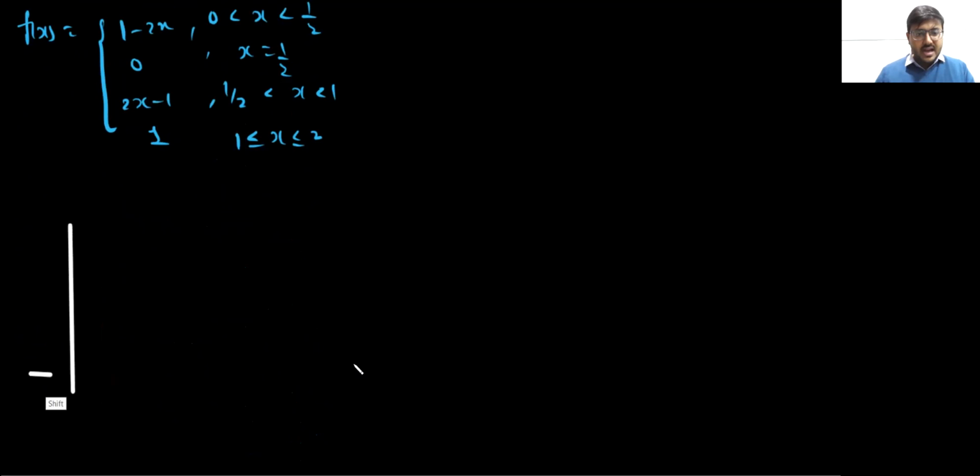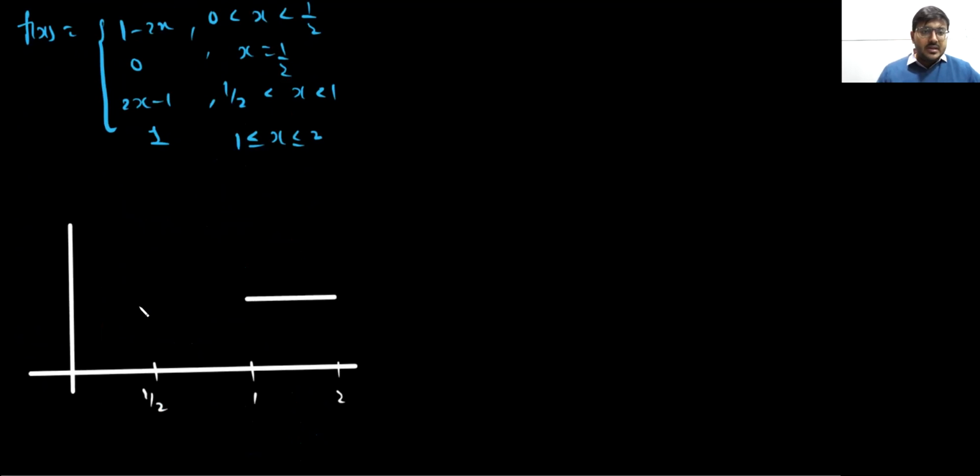Let me plot the graph. So let's say here there is a point 1 by 2. Here there is 1, and here there is 0.2. Now from 1 to 2, I know that my graph is equal to 1. Then in between 0 to half, at x equals 0, my function has answer 1, and at half, it has answer 0. So it will be something like this. Then half to 1, at 1, this has answer 1 at half. So it will be something like this, compulsory.